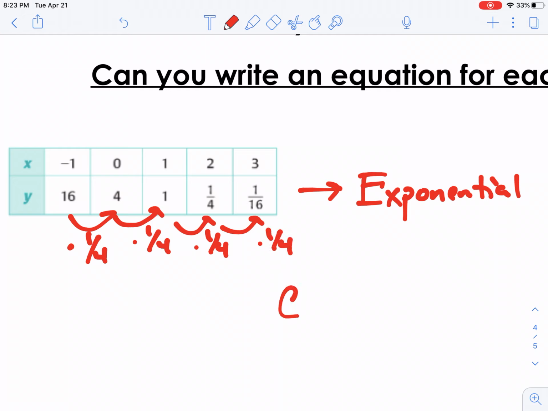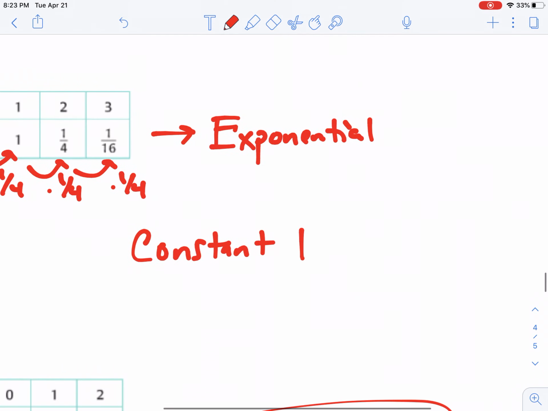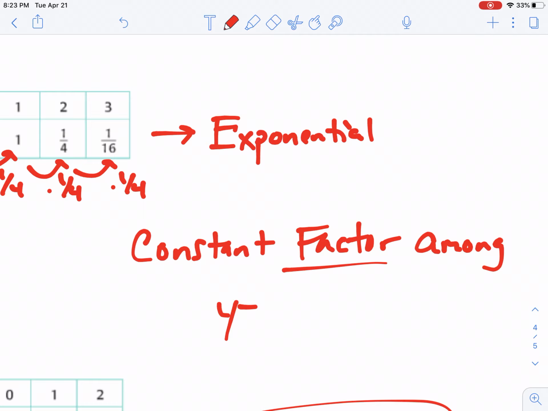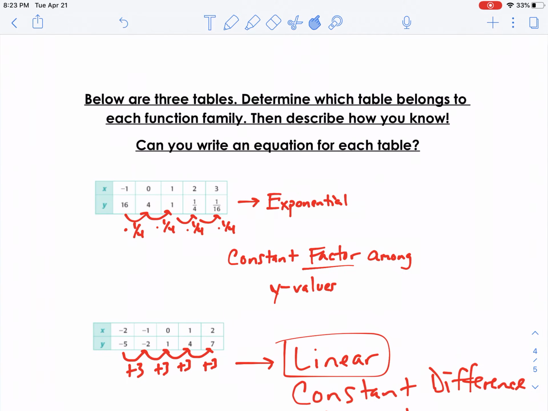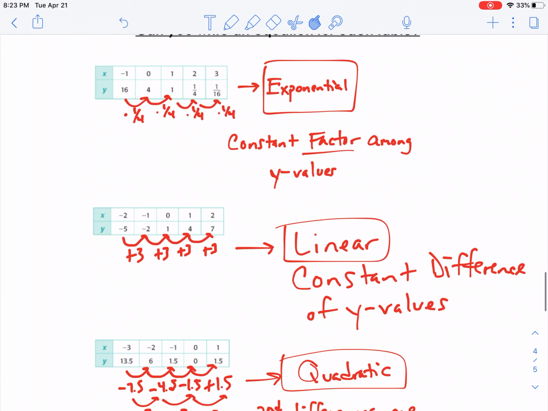There is a constant factor. That's the word. It's no longer a constant difference. It's a constant factor among y values. All right, and that's the whole lesson. That's all you have to do. You just have to determine which one's linear, which one's quadratic, and which one's exponential by looking at a table. All right?